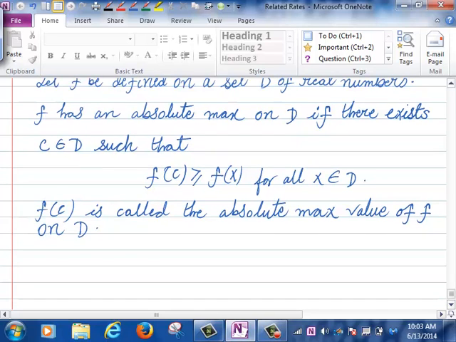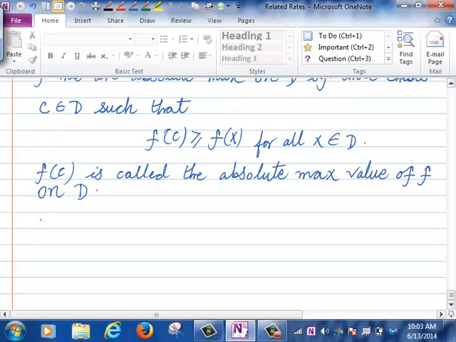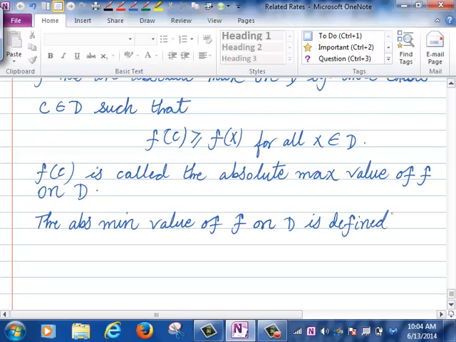So how would you define absolute minimum? If I want to define absolute minimum, what will change in my definition? So I have to reverse the inequality. So f of C will be the least value of f on D. So let me just say the absolute minimum value of f on D is defined in a similar way. Okay.